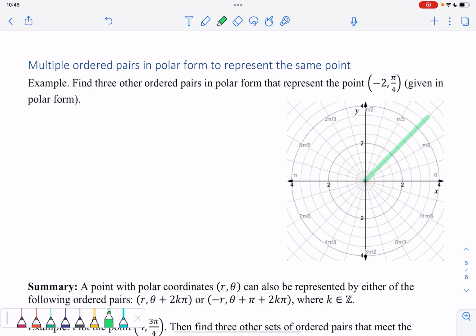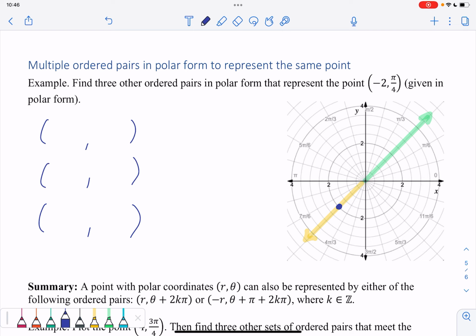So I go through the theater of graphing the terminal side of pi over 4, even though I know that r being -2 sets me in the opposite direction. The opposite direction is down here in quadrant 3. So I end up being over there, and I walk out 2 units to mark my point. And so now it says find 3 other ordered pairs that will send me to that same point.